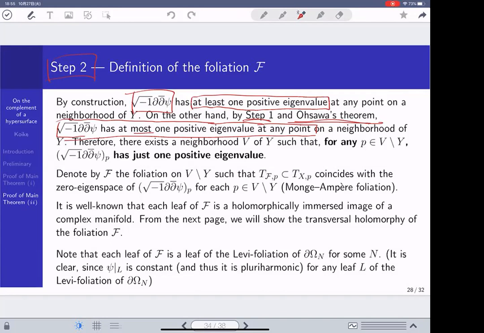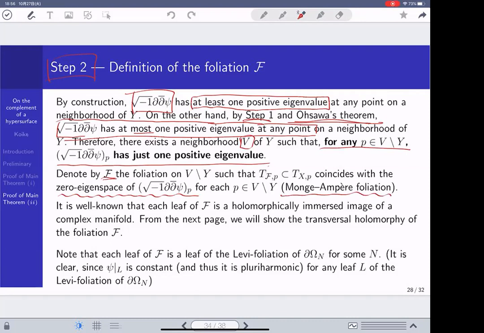As a conclusion, there exists a neighborhood P of Y such that for any point in P, the complex Hessian of psi has just one positive eigenvalue. Denote by F the Monge-Ampère foliation, I mean the foliation on V minus Y, such that the leaf direction is defined by the zero eigenspaces of the complex Hessian. So it is the Monge-Ampère foliation.